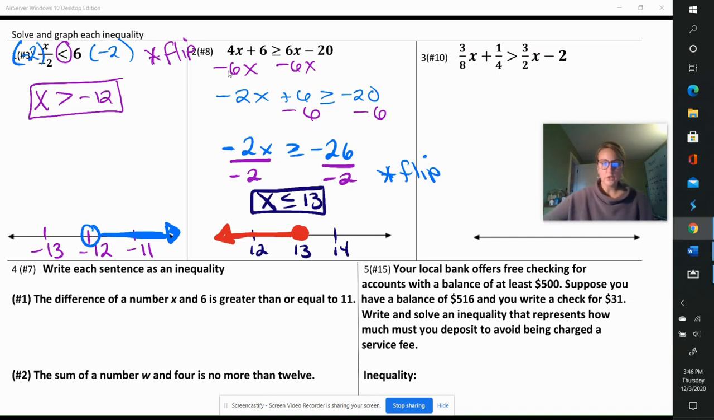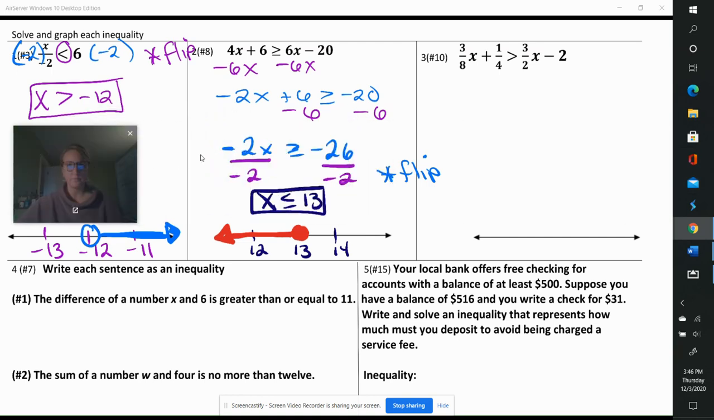Number 3 has a lot of fractions, so we want to eliminate the fractions as our first step to solve. We want to first find the least common multiple of the 3 denominators. The denominators are 8, 4, and 2. So always look at the largest number and see, is that a multiple of the 2 smaller? And in fact, it is. So the least common multiple of 8, 4, and 2 is 8. So now we want to take each of the terms and multiply them by 8 in order to eliminate the fractions.